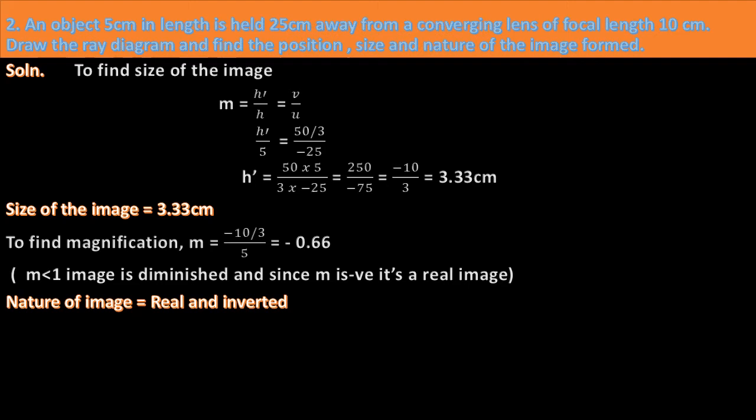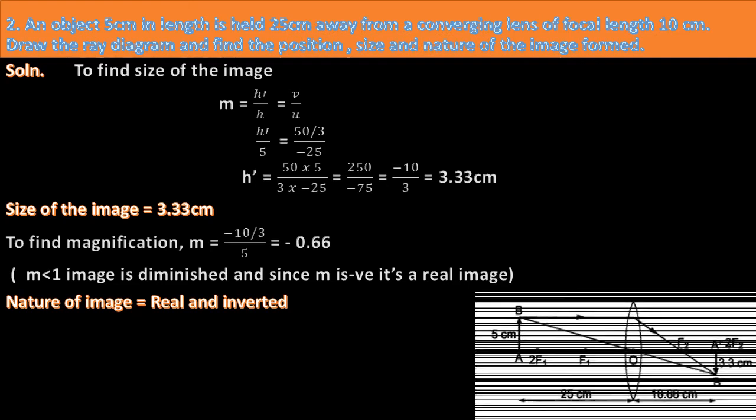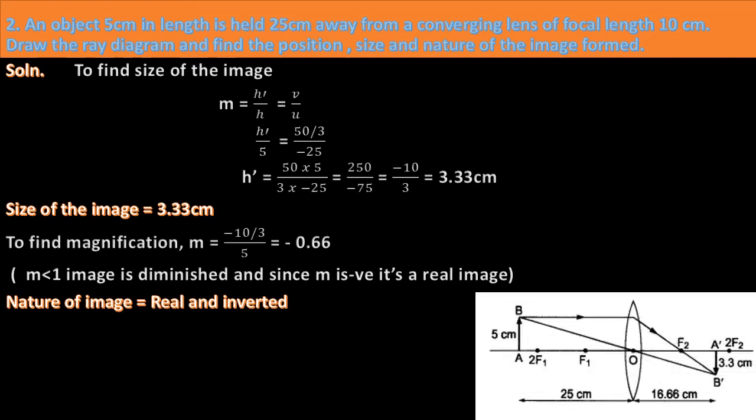So children, the size of the object was 5 centimeter, whereas the size of the image is 3.33. So we understand that the image is diminished. So let us confirm. Let us find the magnification. We can take any of the equations, m is equal to h dash by h or m is equal to v by u. So let us substitute. Here let us take h dash by h. Take the fractional value negative 10 by 3, that is our h dash, and h is 5. So when we divide, we get m as negative 0.66.